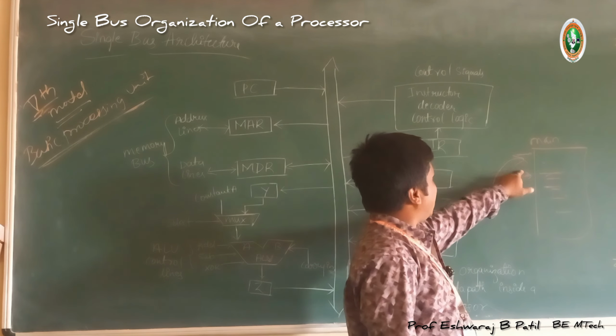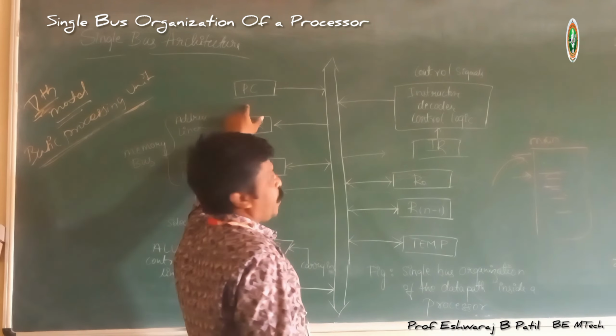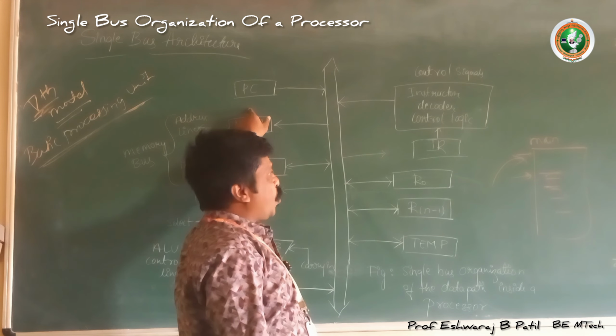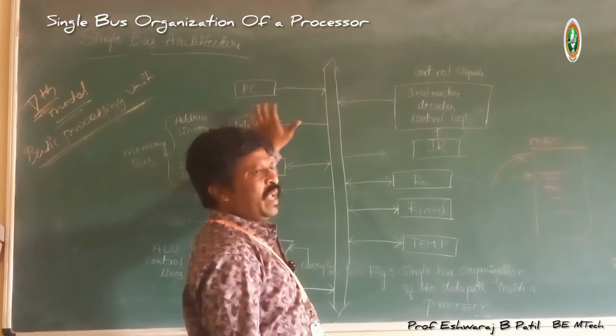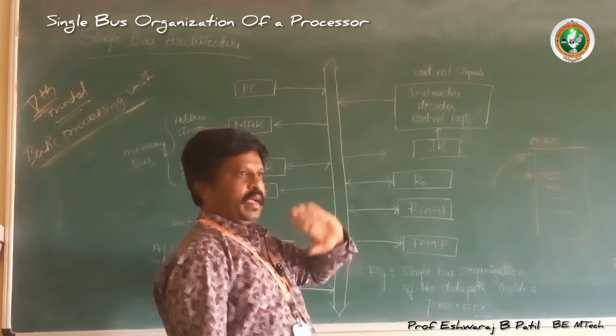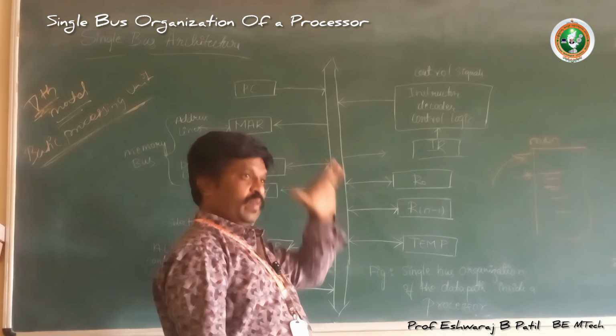Okay, this particular address will be stored first in the program counter. Where is it stored? In the program counter. The program counter will store only the address of that particular instruction or program, only addresses, not the instruction itself, which will be executed next.